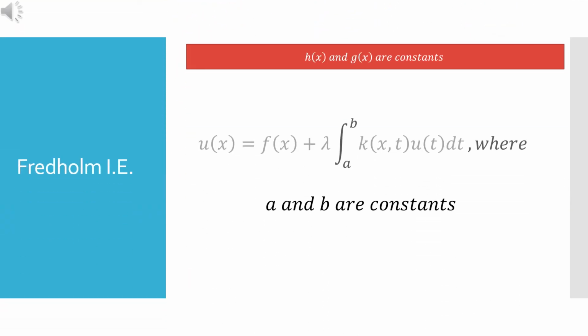In Fredholm integral equations, we will notice that h(x) and g(x) are constants. So instead of writing h(x) and g(x), we can write a and b, where a and b are constants.